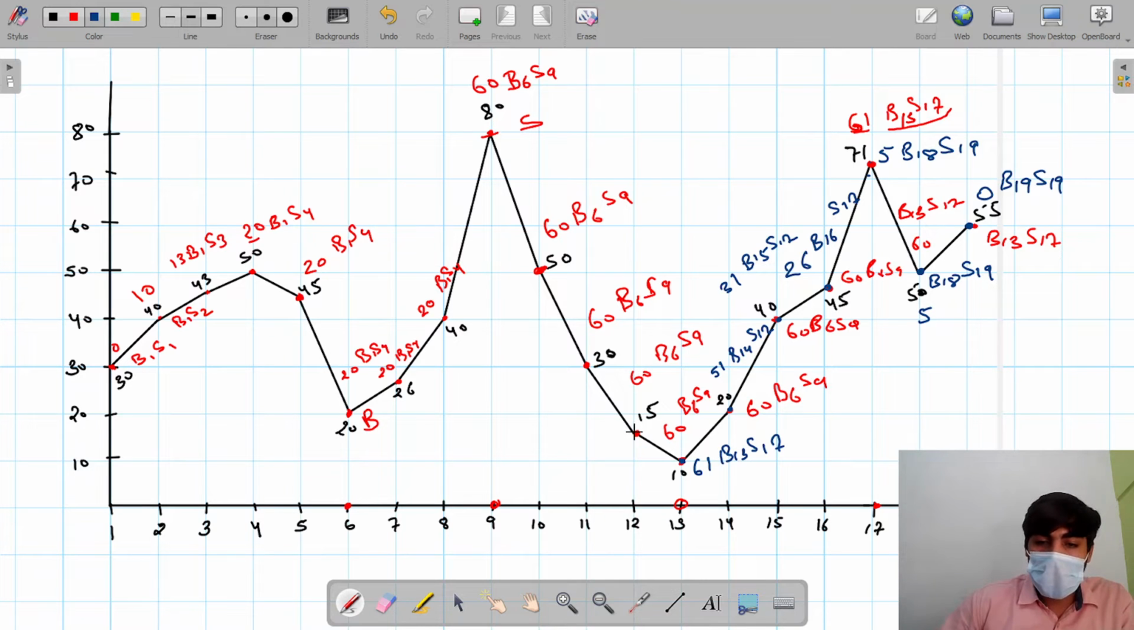Let's move to this point. Here you can see today's price is 15. In future the highest price is 71. If we buy today and sell on that day, we get a profit, but no, that profit is not greater than 61. So we are putting 61 here. 61, buy at 13, sell at 17.